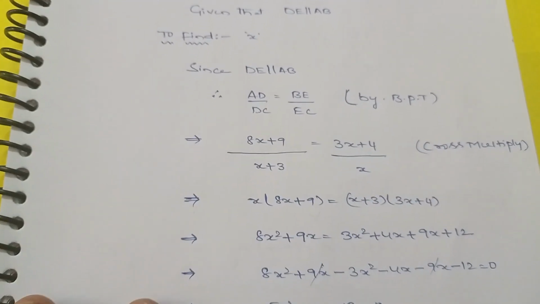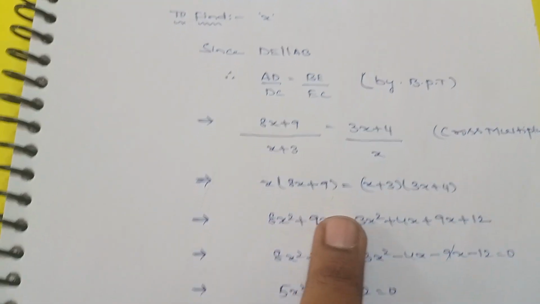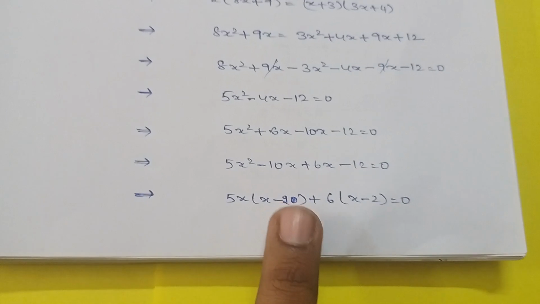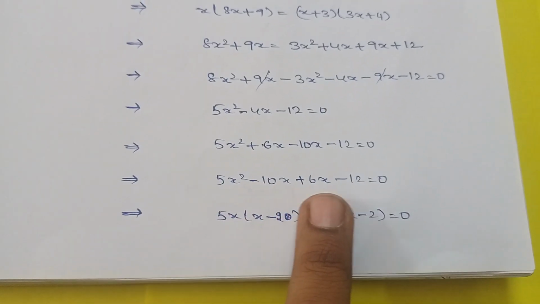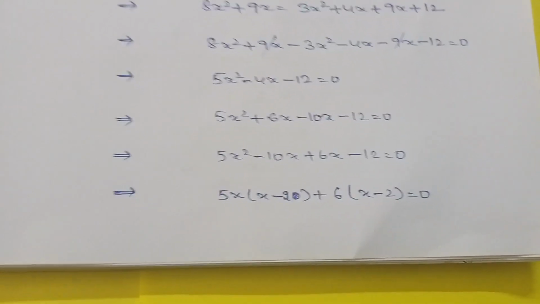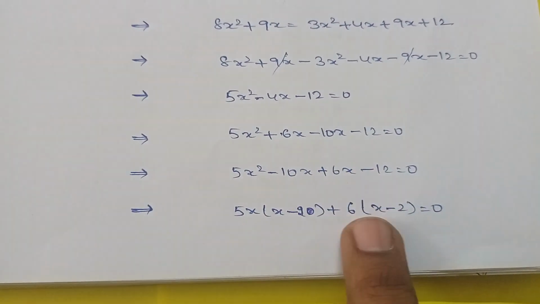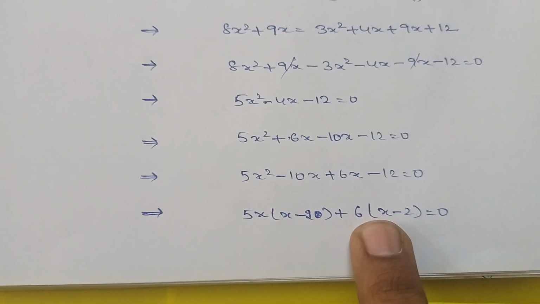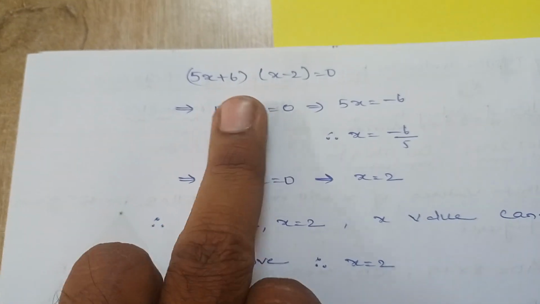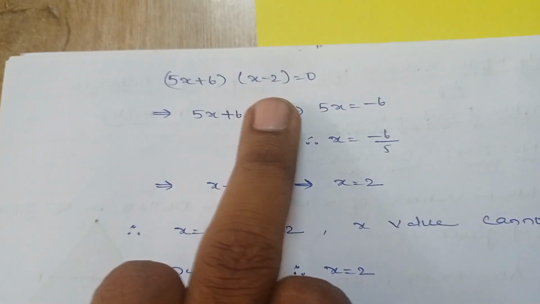Okay, so mention all the values as per the question and simplify, guys. We get a quadratic equation here, 5x square minus 10x plus 6x minus 12 equals 0. So taking the factors here, from the first two terms you can take 5x common, from the second two terms you can take 6 common. Therefore we get factors 5x plus 6 and x minus 2, guys, equal to 0.